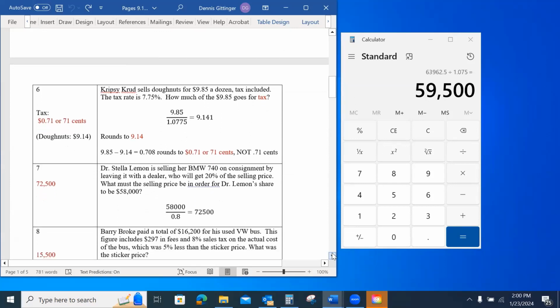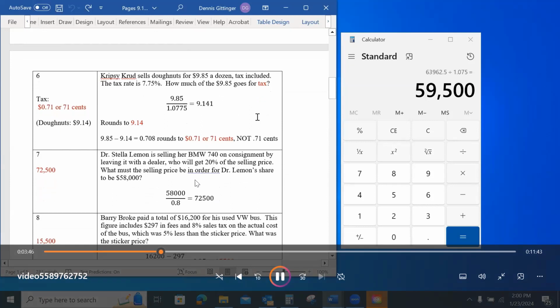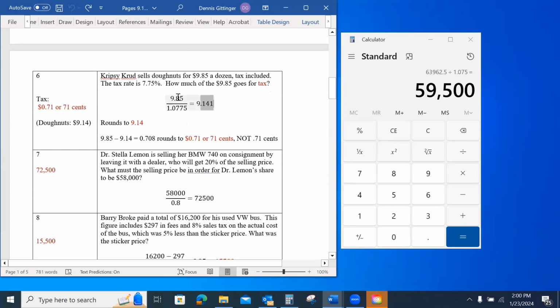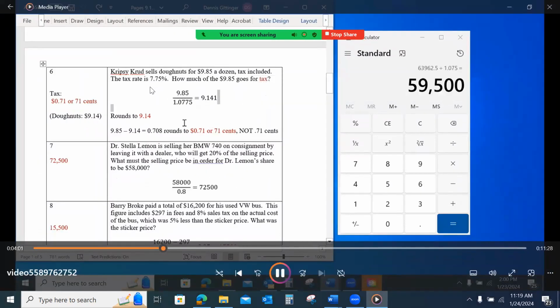Number 6, the donuts again. In this case, the $9.85 tax included, you do not multiply that $9.85 by the tax rate 0.0775 and subtract it. Because why? Because $9.85 already has a tax in there. It's 107.75% of some number before tax. That's why you have to divide by 1.0775. Notice there's two sevens. I put an extra digit after the 4 so we can tell whether to round it to 915 or leave it.